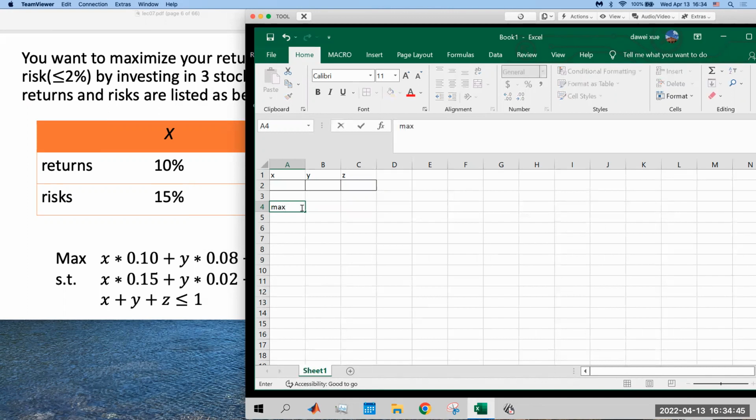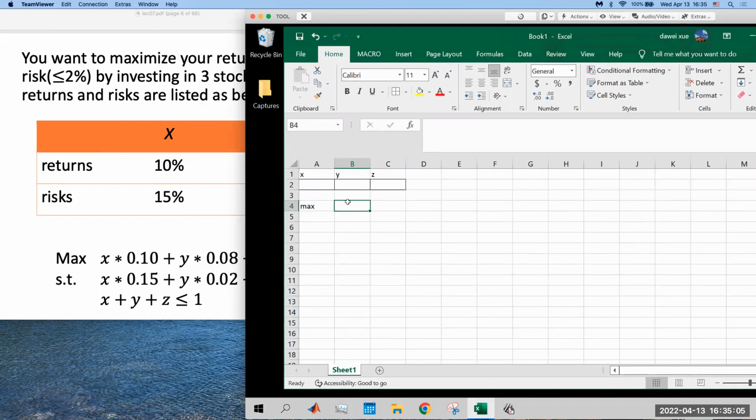So that's the max, right? And also, typing max doesn't mean we're telling Excel, okay, that's the objective function. No, that doesn't work this way. That's for readability, okay? And you want to label all the information here.